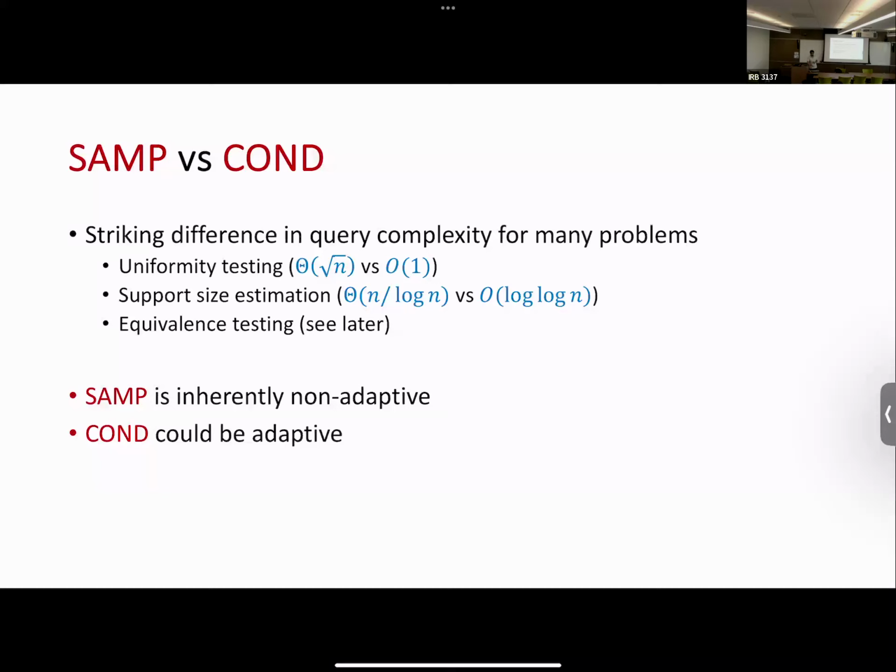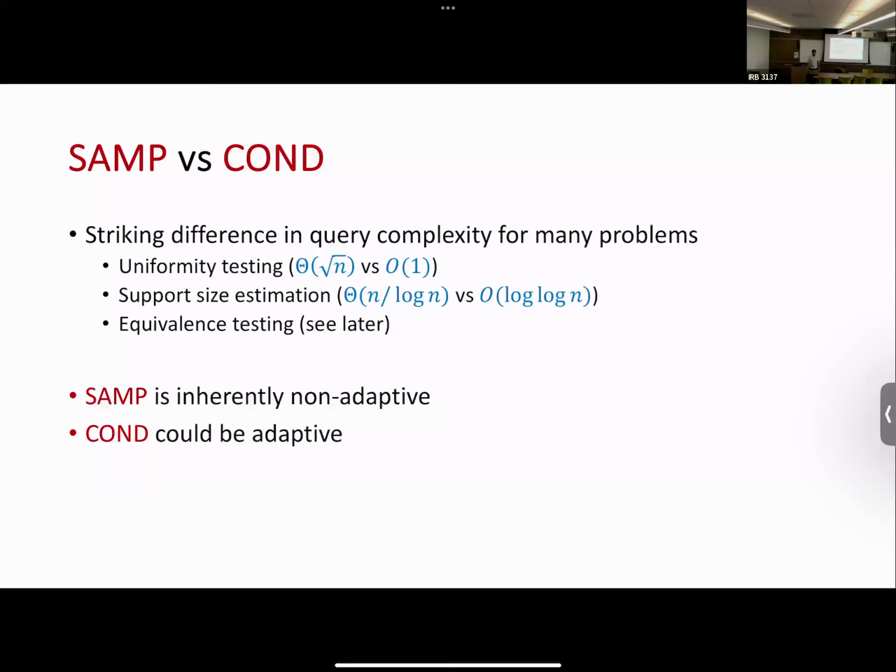Now for support size estimation, as I mentioned earlier, for the SAMP model you need n over log n. But for conditioning, if you allow conditional samples, the sample complexity drops down to just log n. And for equivalence testing, we will see later.